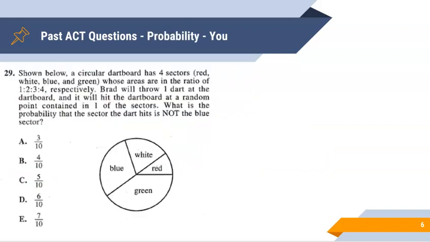Okay, this question, again, if we go backwards from the question mark to see what it is we are trying to answer, the question says, what is the probability that the sector this dart hits is not blue? So that means we're trying to hit this region here. Now that region looks like it's more than 50%, which means I can safely eliminate those 3 choices just by looking at this.